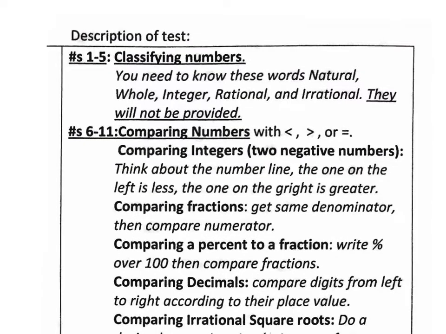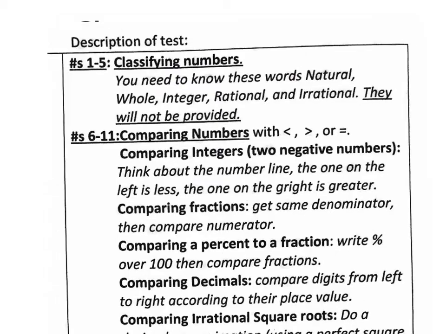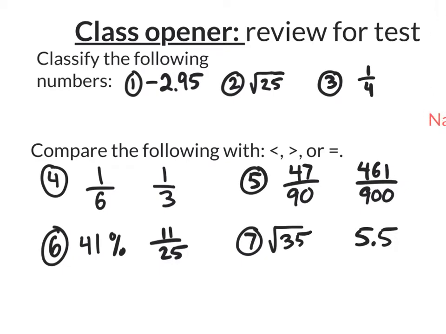So questions 1 through 5 on the test will be classifying, okay? Classifying numbers. And you need to know these words: natural, whole, integer, rational, and irrational. They will not be provided. All right, so we need to memorize these words and what they mean because they will not be provided. The first 3 questions of the class opener are those classifying numbers problems.